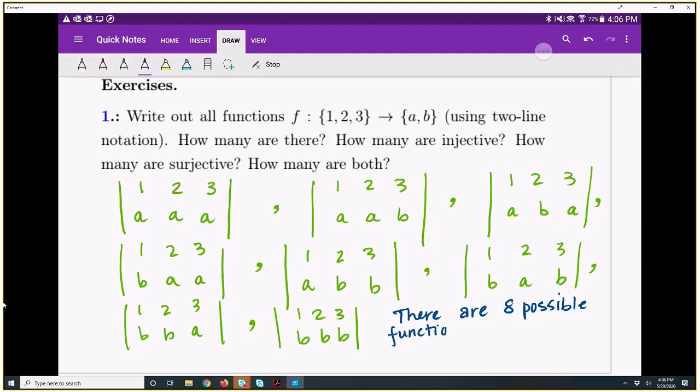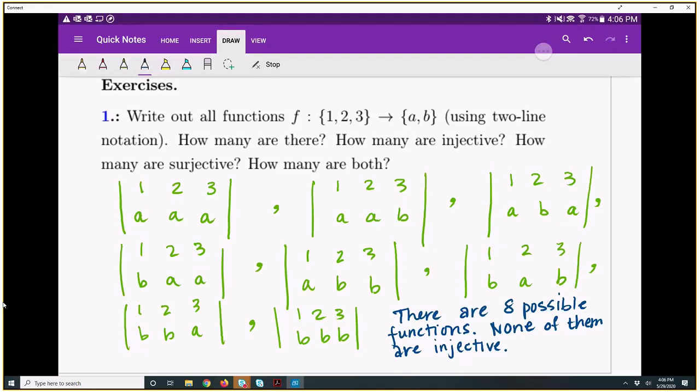And I need to know how many are injective. So I remind myself that to be injective, it means that each element in the domain gets mapped to a different element in the codomain. Well, none of them are injective. And this comes from the fact that I only had 2 elements in my codomain to start with. I had 3 elements in my domain, so there's no way that I could map 3 elements in my domain to 3 different elements in the codomain, which only has 2 elements.